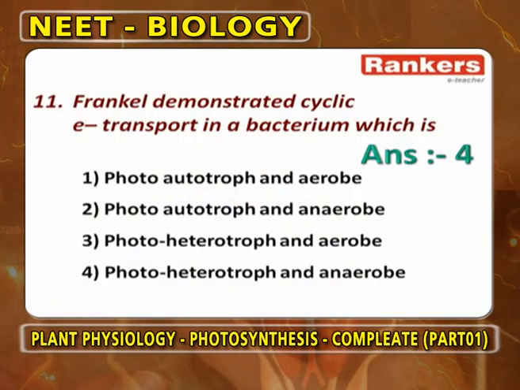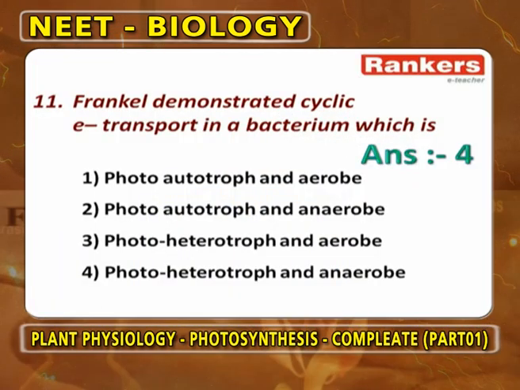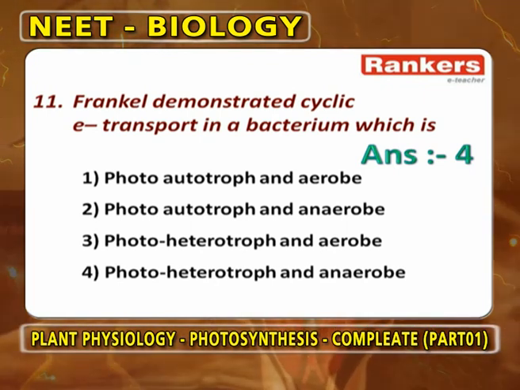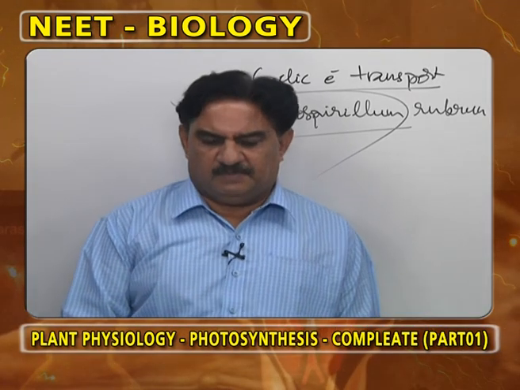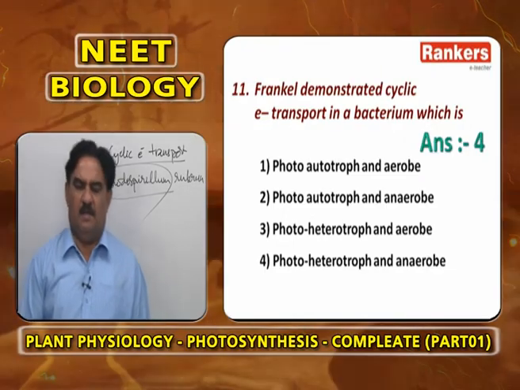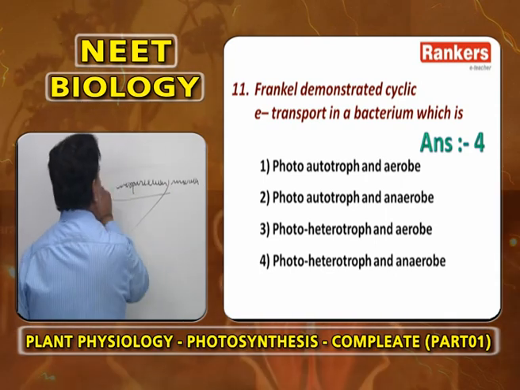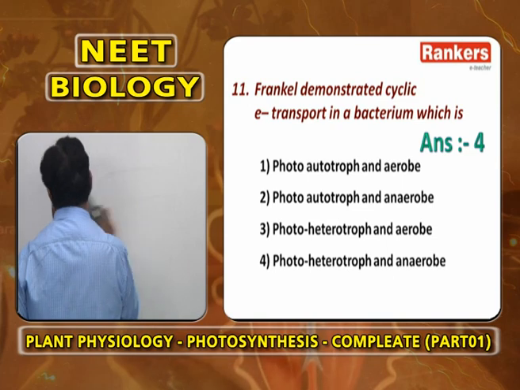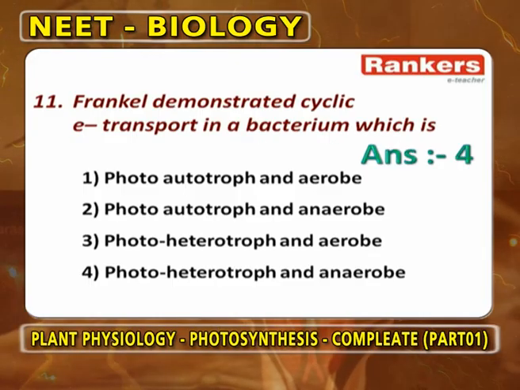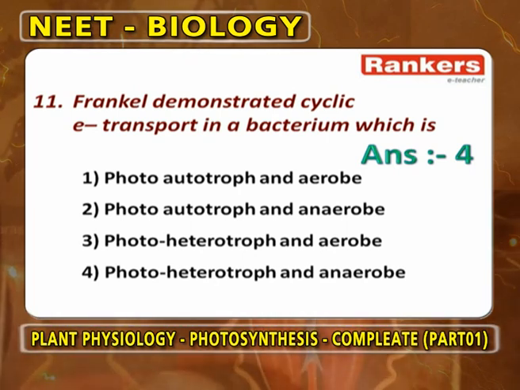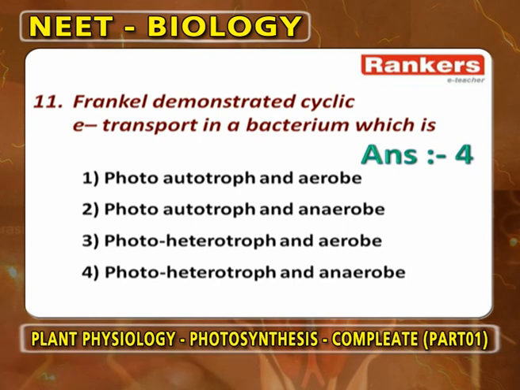Photoautotroph and anaerobe is wrong. Photoheterotroph is correct, but aerobe is wrong. Photoheterotroph and anaerobic bacteria is correct. Photoheterotrophic means it takes energy from sunlight but carbon from organic sources. Frenkel demonstrated cyclic electron transport in a bacterium, which is Rhodospirillum rubrum, a purple non-sulfur bacterium.